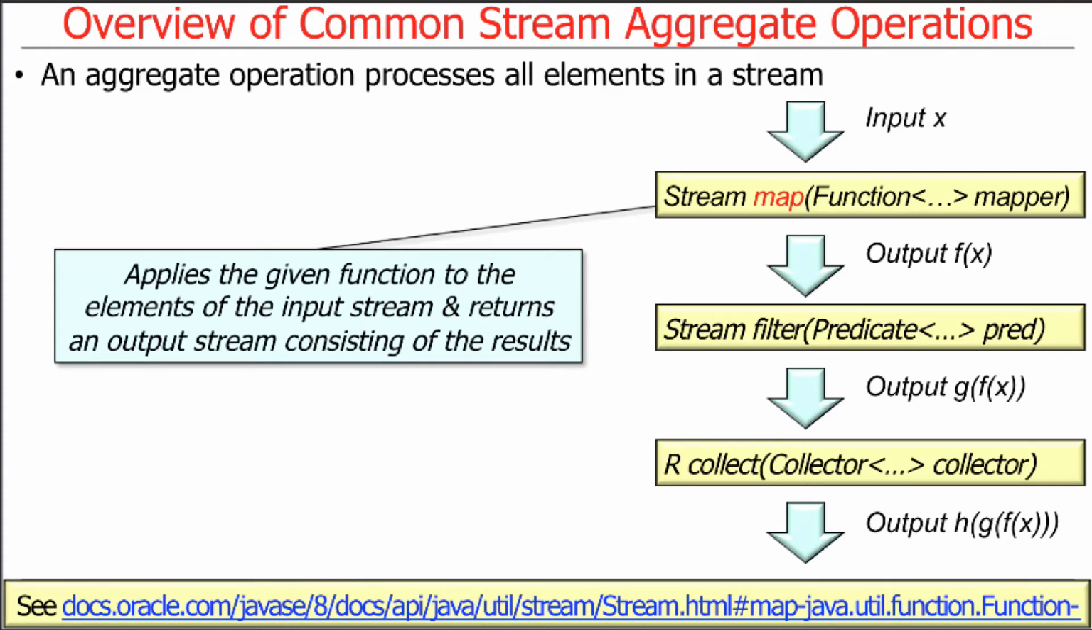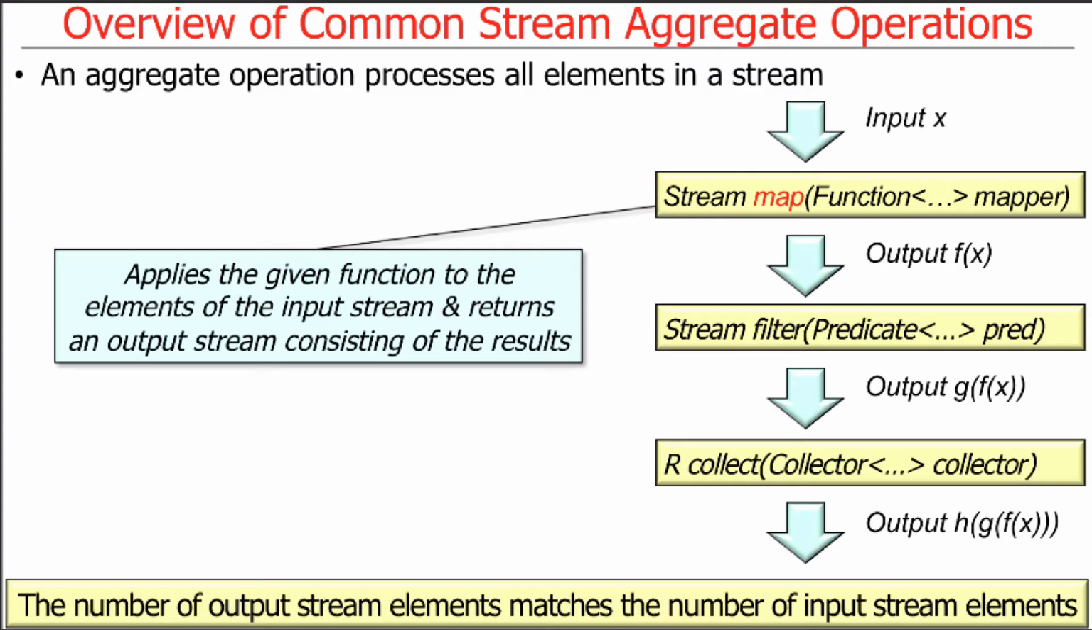Map is basically an aggregate operation, an intermediate operation, that applies the given function, called the mapper function, to each element in the input stream. It returns, as the result of map, an output stream that consists of the results of applying the mapping. Another name for map might have been transform, because you're typically going to transform the stream in one way or another. One thing to remember with map is that the number of elements in the output stream must be the same as the number of elements that went into the stream. It transforms each element by applying the function. So if there are 10 elements coming in, you'll get 10 results coming back.